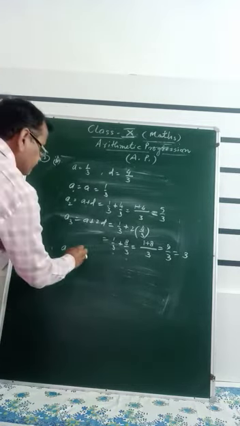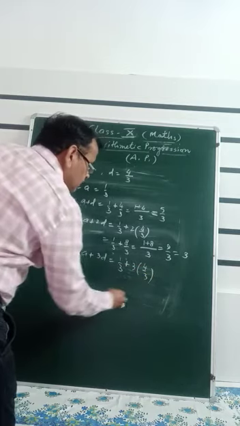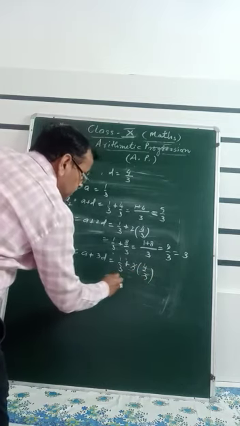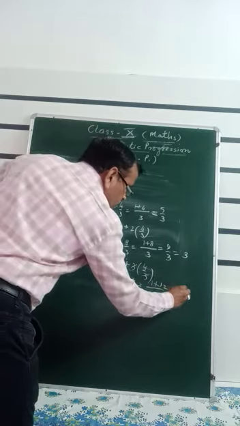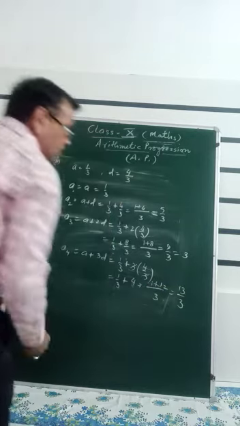The fourth term will be a plus 3d. A is 1 upon 3 plus 3 times 4 upon 3. In this case the 3s cancel. So 1 upon 3 plus 4 only. Here the LCM is 3. So we multiply here, this 1 will be the same, plus 4 times 3 is 12. So it will be 13 upon 3.